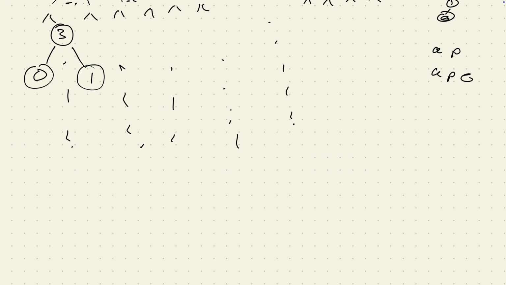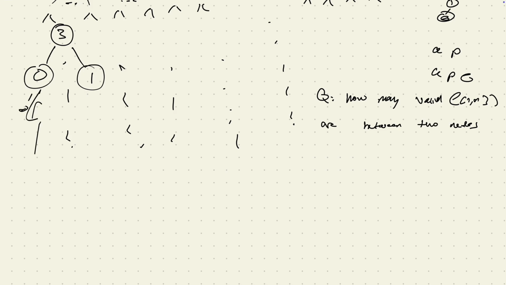I want to be able to tell how many numbers in the range from 1... I'll just write the question. How many valid numbers, which means in the range from 1 to n, are between two nodes in the tree? So basically, how many nodes are in this subtree? That was a terrible drawing, but how many nodes are in this subtree?